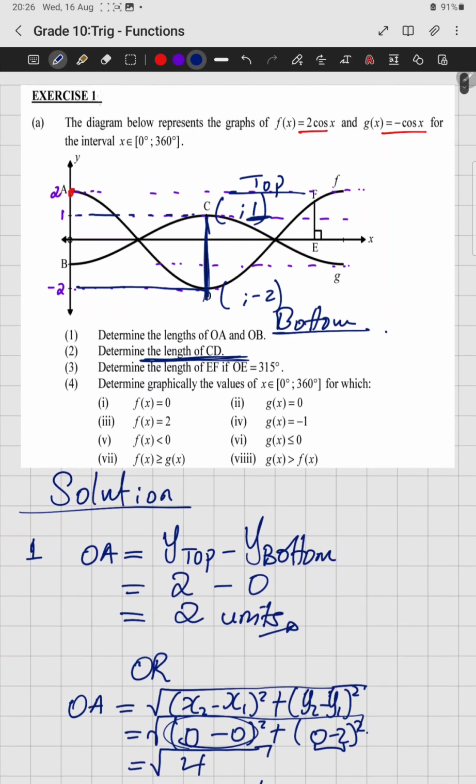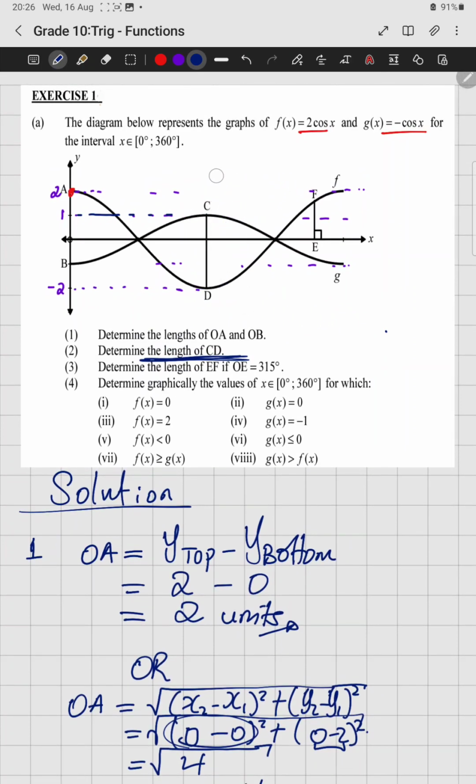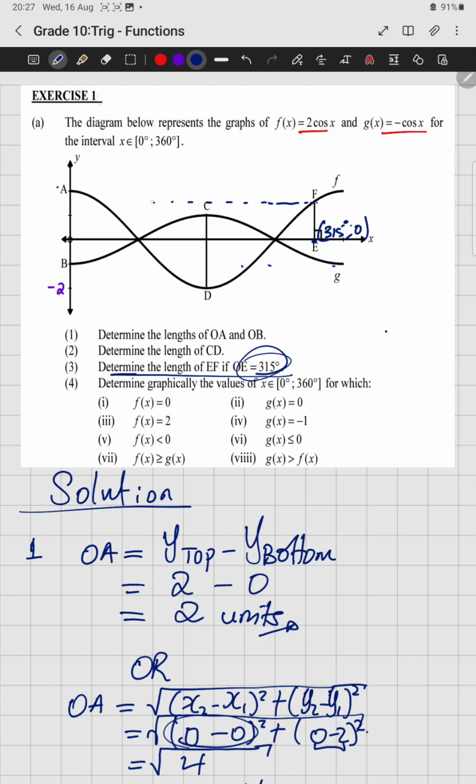Okay, and now we go over to number 3. Let me just erase everything here. Now number 3, the length of EF. If OE, from O over here up to E, is at 315 degrees, then this is the x value of E. Remember, E is the x-intercept, so x is 315. What is the Y value? Of course 0. But now we do not know the Y value exactly at F. It is not 2.